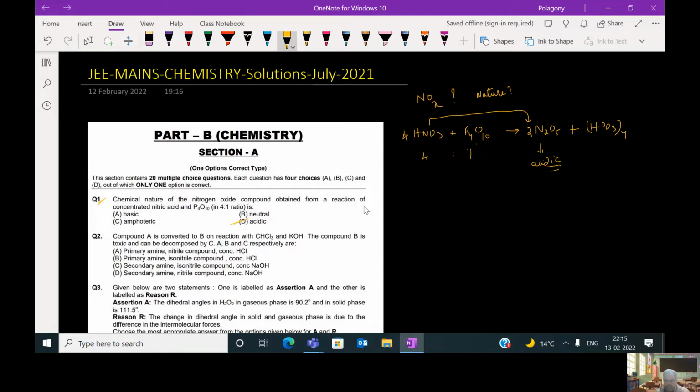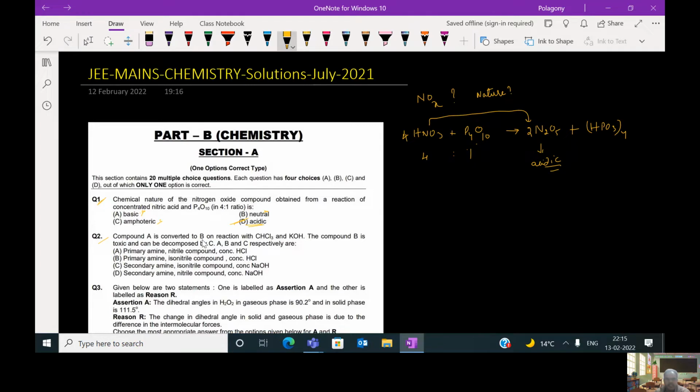If it were NO or N2O, it would be neutral, but it is not neutral, not amphoteric, and not basic. So eliminate these 3 options, and acidic is the most appropriate answer for this question. Let us move to the second question.